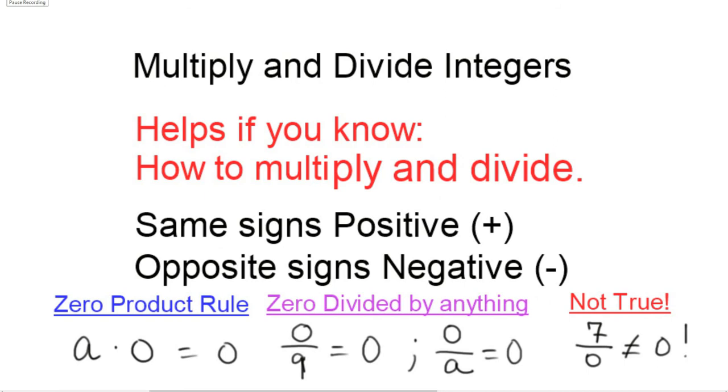So when we multiply and divide integers, it's just important to know that if we have the same signs, it's going to be positive. If we have opposite signs, the answer is going to be negative. Our zero product rule, any number or any variable times 0 is 0. And for division, 0 divided by anything is 0. For any letter or any variable, 0 divided by anything is 0. But any number divided by 0 is not 0. Any number divided by 0 is in fact undefined. So that's how you multiply and divide integers.